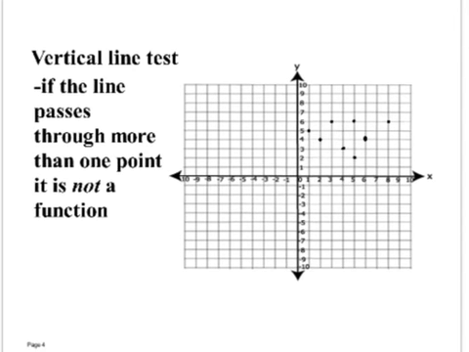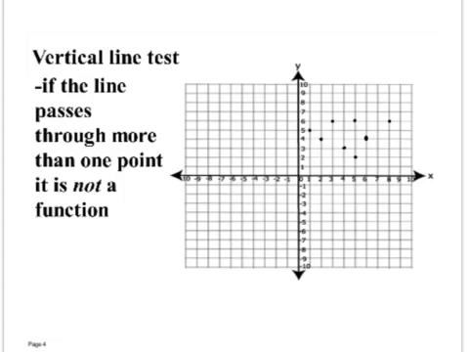All right, go ahead and write the definition of vertical line test and then draw a similar graph with dots. Okay, here's the definition for vertical line test. If the line passes through more than one point, it is not a function. So if I need to test if it's a function or not, and instead of giving me coordinates like all the other tables have done, this gives me dots, I can use the vertical line test.